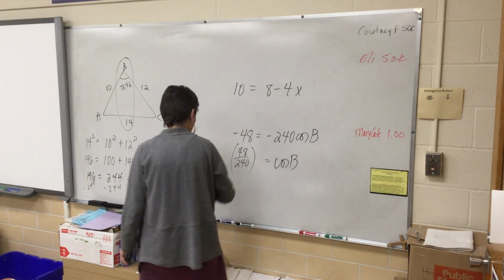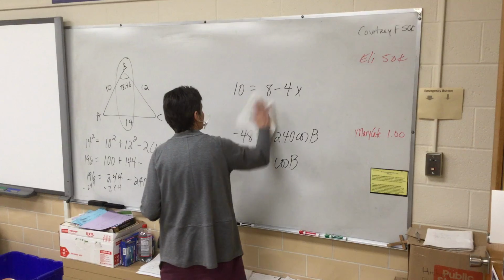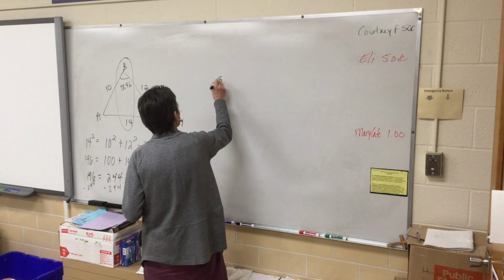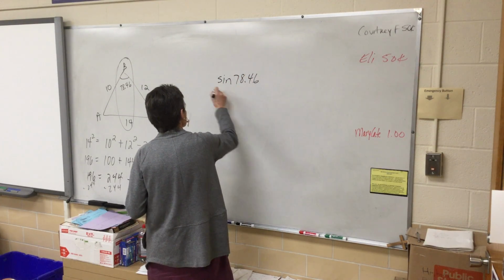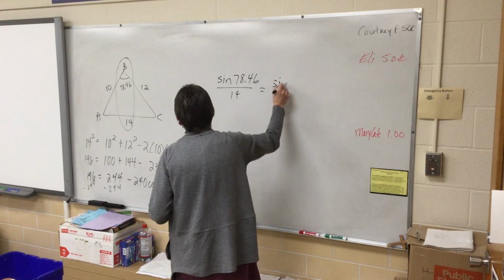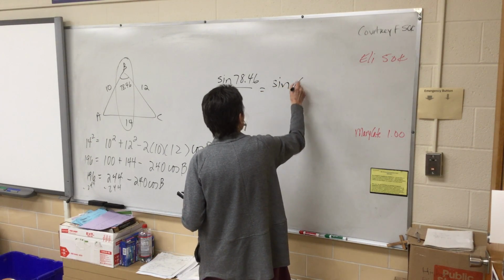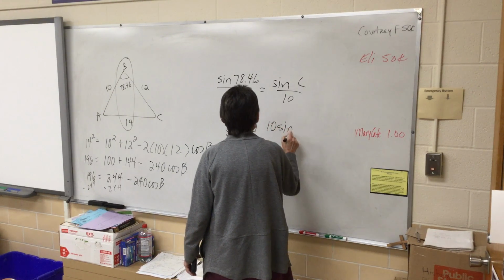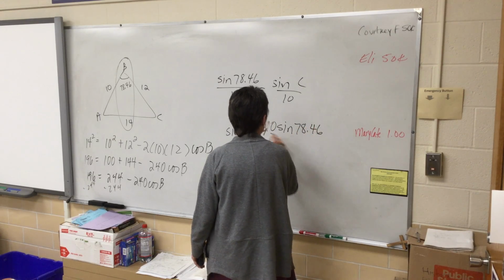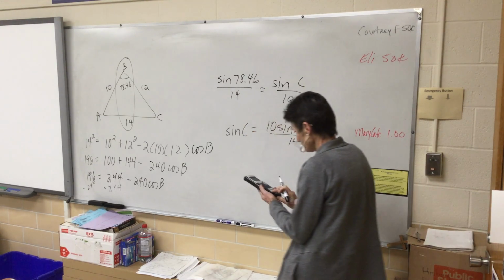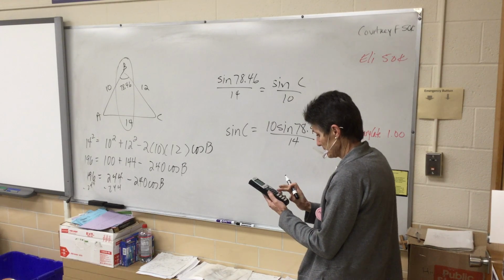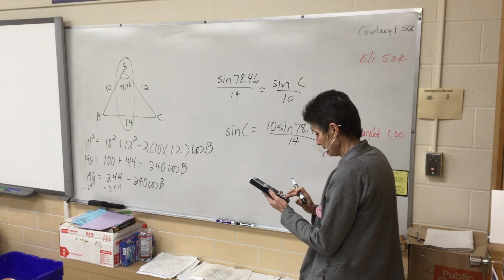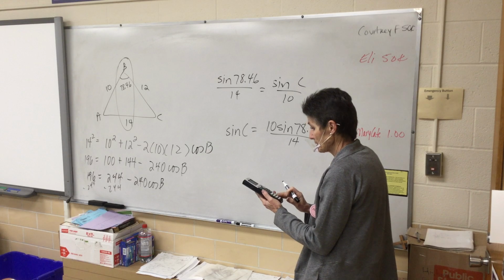Okay. So what are we doing? Law of sines or law of cosines? Sine 78.46. Doing the law of sines. So 16 sine 78.46 over 14, sine C over 10. Oh, yeah, that'll work. So this will be another second, this one will be second sine now, because we're doing the law of sines. So second sine, 10 sine 78.46 divided by 14.